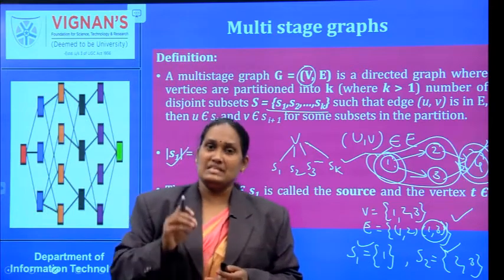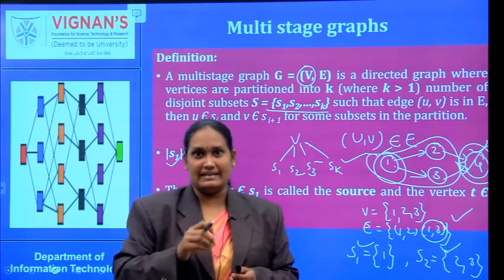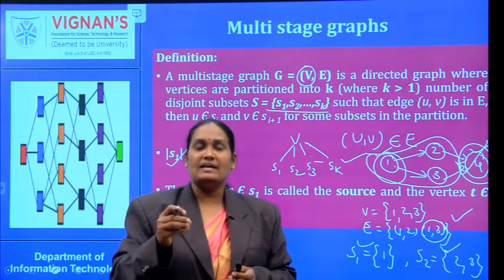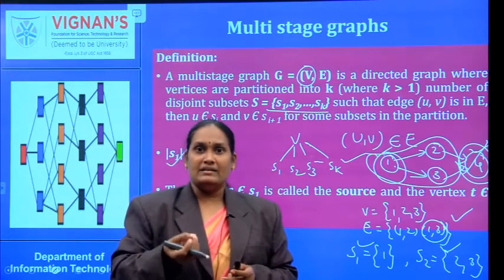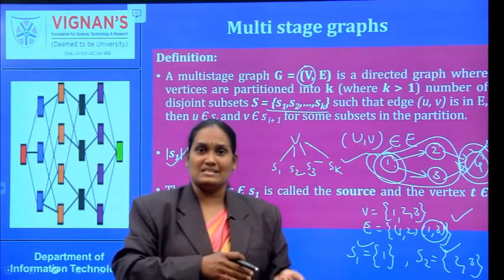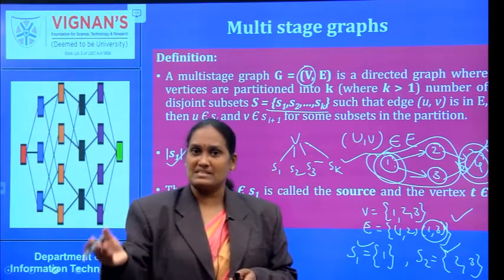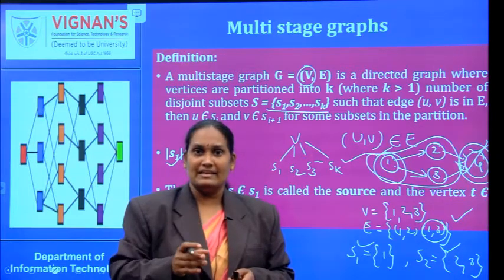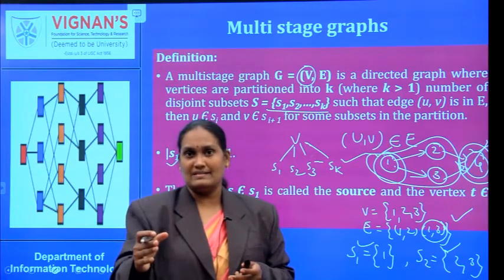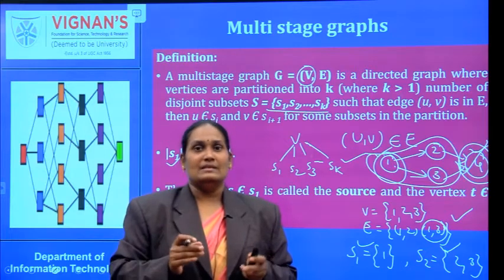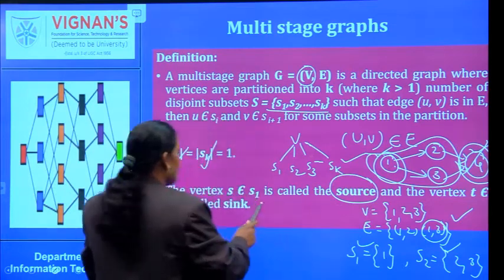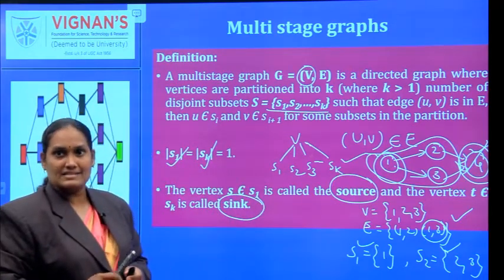A multi-stage graph, G equal to (V, E), is a directed graph in which the set of vertices is divided into k number of disjoint subsets. If you consider any edge in that graph, one vertex of that edge is present in one subset and the other vertex of that edge is present in another subset. And there is only one vertex in the starting stage as well as only one vertex in the ending stage. The vertex in the starting stage is called the source and the vertex in the ending stage is called the sink.